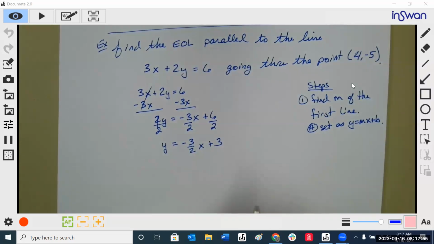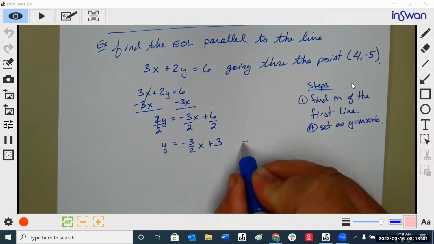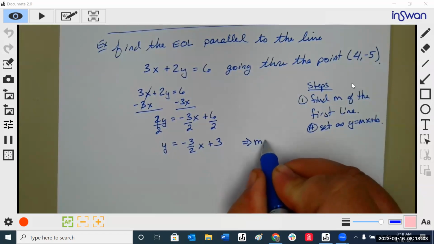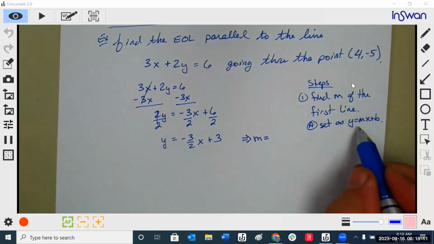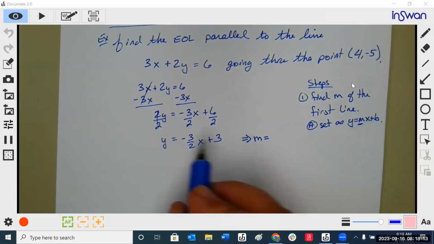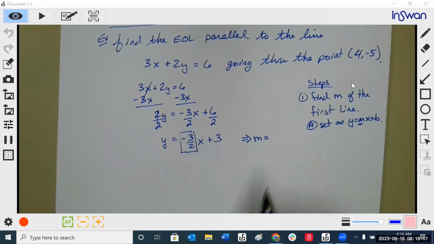So we found the slope. What's the slope of the first line? The slope, m, is whatever's in front of the x. That's the slope.